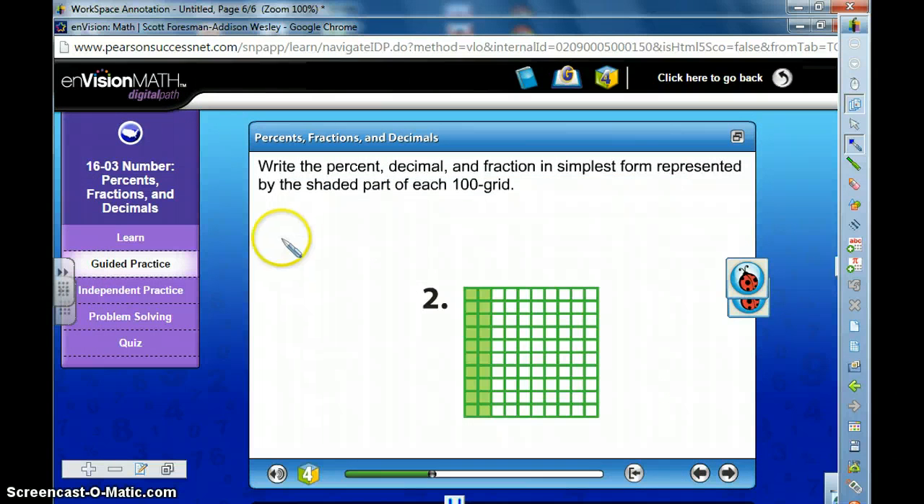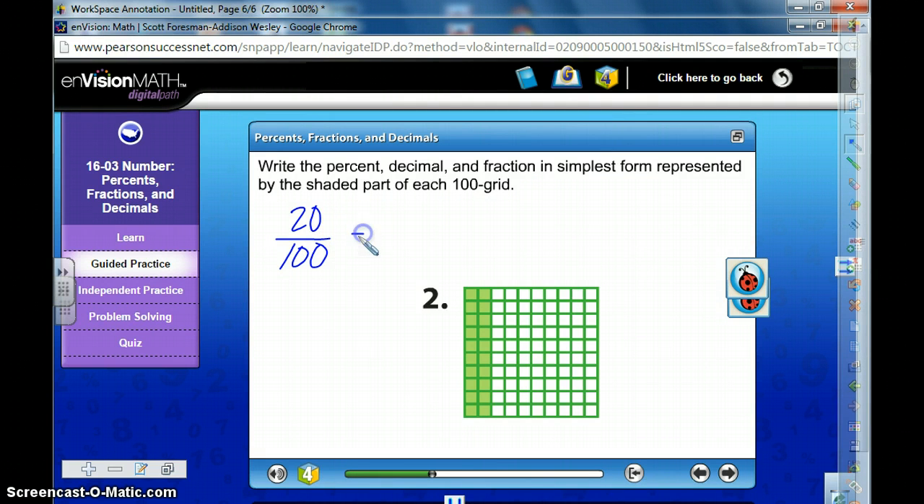Out of 100 again. So I'll do my fraction first. We only have 2 rows. We know each row is 10, right? So that means 20 are shaded. Is this in simplest form, Wyatt? 20 over 100? No. I know that because they're both even, so I know I can for sure divide by 2. But what can I divide by, Wyatt? What do you think I can divide it by?